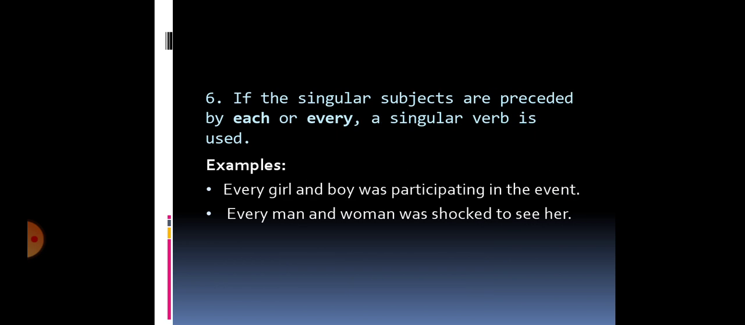Then rule number 6: if the singular subjects are preceded by each or every, a singular verb is used. Like for example in this, girl and boy are the subjects and it is preceded by every, so we've used was. Every girl and boy was participating in the event. Every man and woman was shocked to see her.